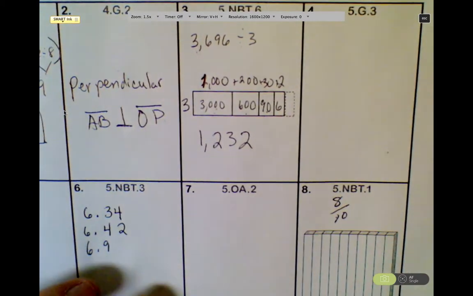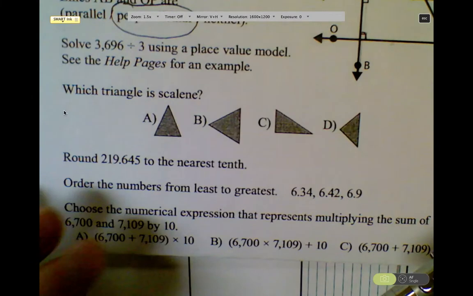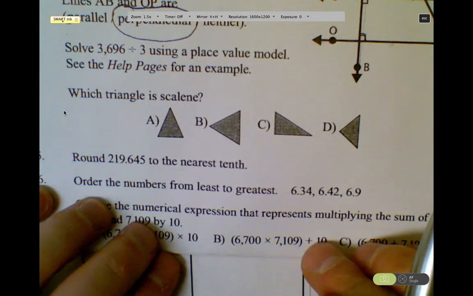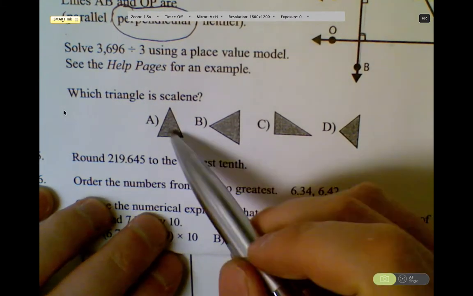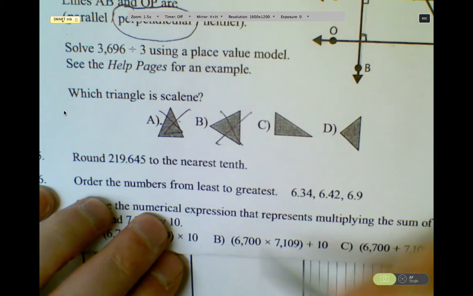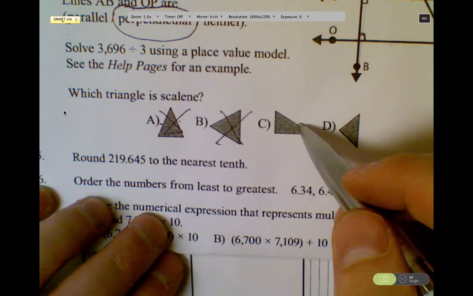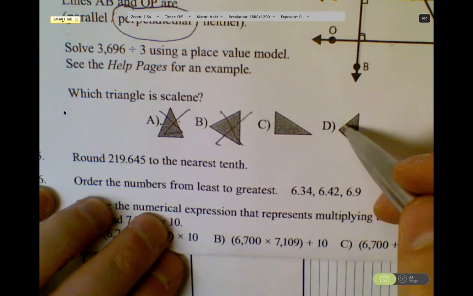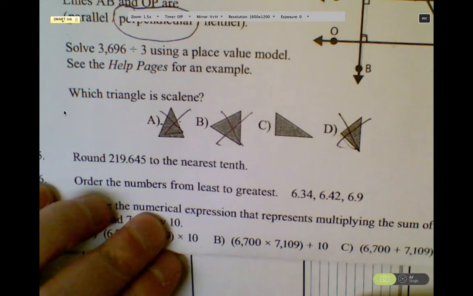Number 4, which triangle is scalene? Scalene is where all the sides of the triangle are different sizes. These two are the same. That one's gone. All 3 of these are the same. That's gone. These 3 are all different, so far that looks good. Looks to me like these 2 are the same. That's gone. Your answer is C.